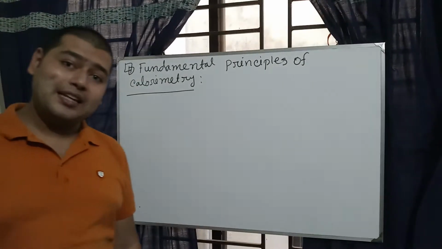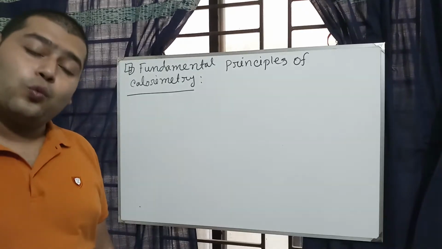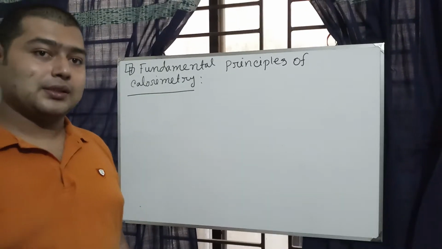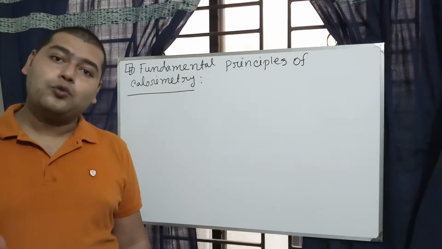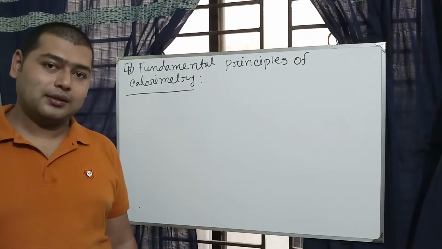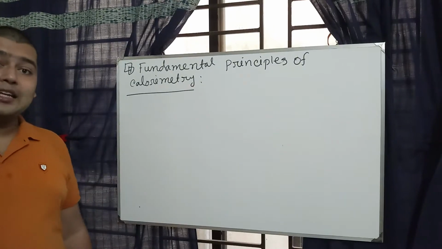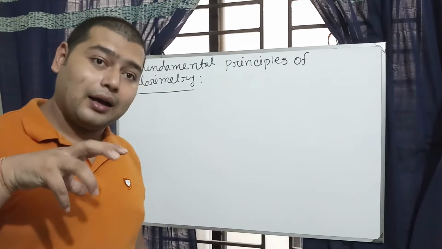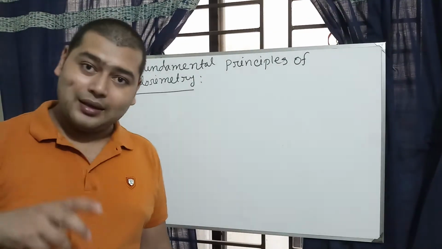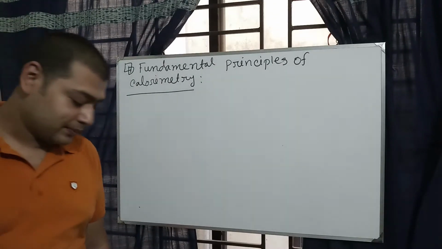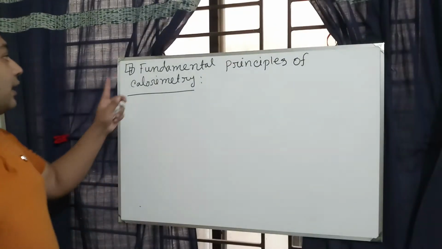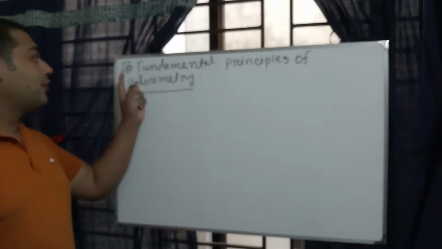We know that heat passes from one place to another place. But our question is, from where to where? We know that heat passes from a higher heated place to a lower heated place. So we can discuss the fundamental principle of calorimetry with two conditions.